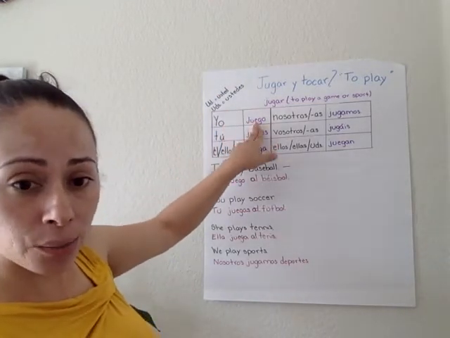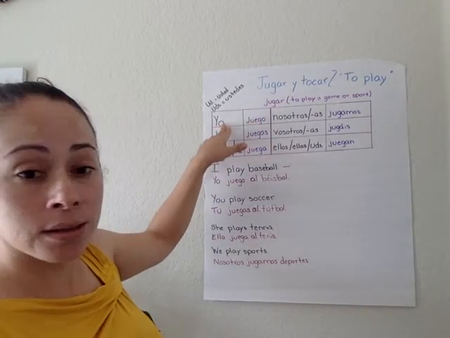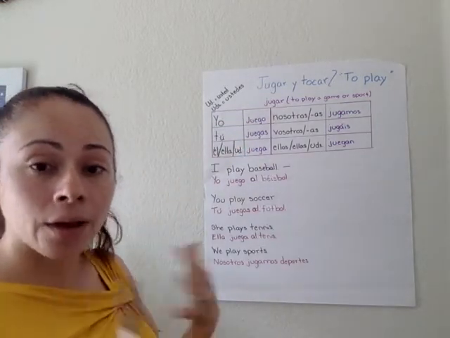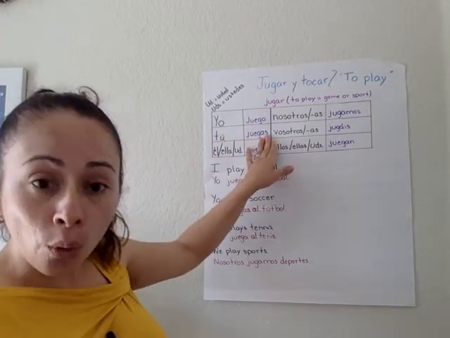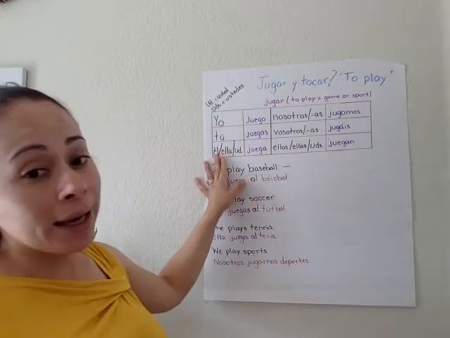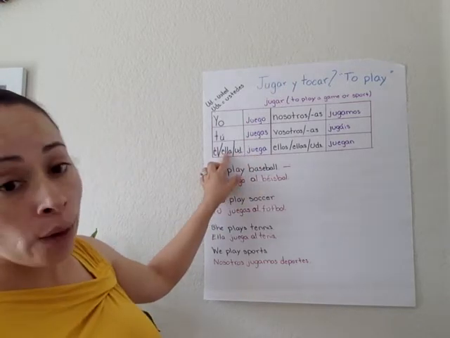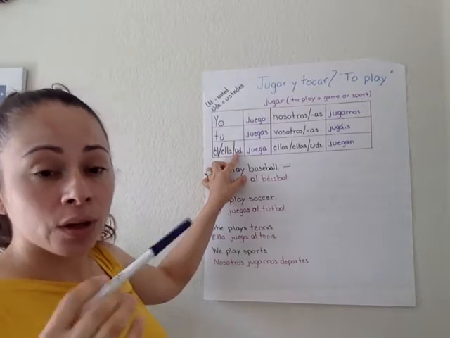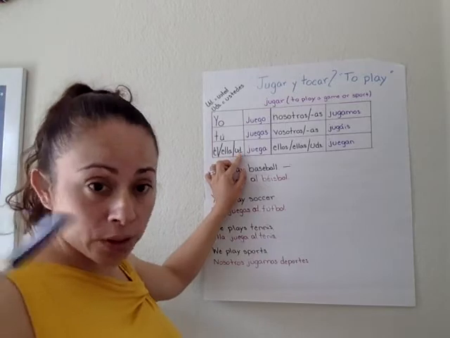Okay, now, juego is the conjugated form that applies to I, yo. So I play, yo juego. Tú juegas, you play. Él juega, he plays. Ella juega, she plays. Usted juega, you formal play. You as an adult, referring to an adult.